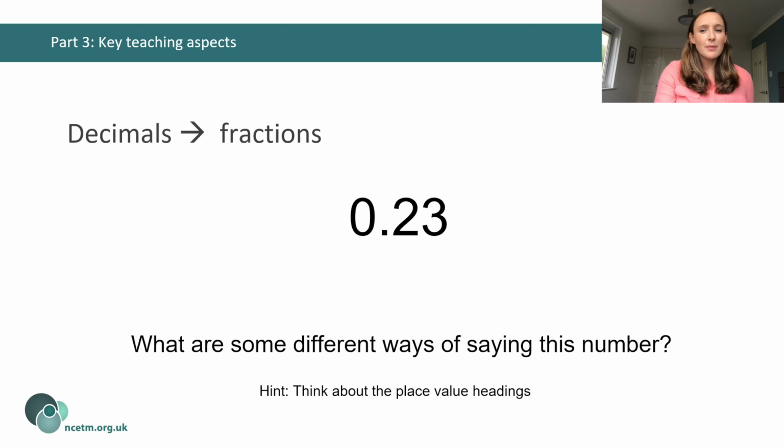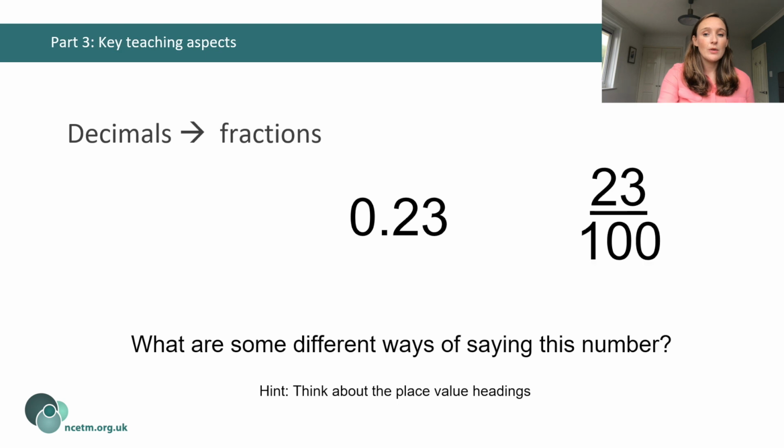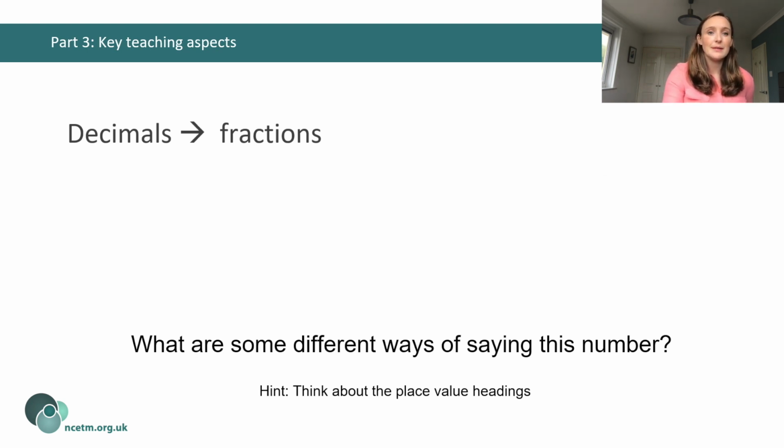I then might give them something like 0.23. Again, this is a little bit trickier because you've got 2/10, but then you've also got 3/100. So how can we combine them? We need to use some equivalent fractions here to say that the 2/10 can be written as 20 hundredths. So we've got 23 hundredths in total. And with some questions, this one is not an example, you can then simplify the fraction to get a nicer, more simple fraction.